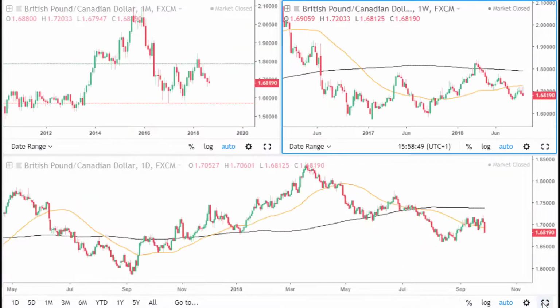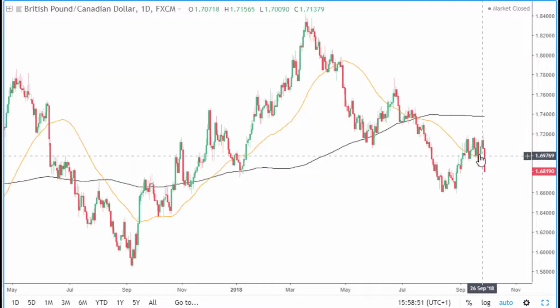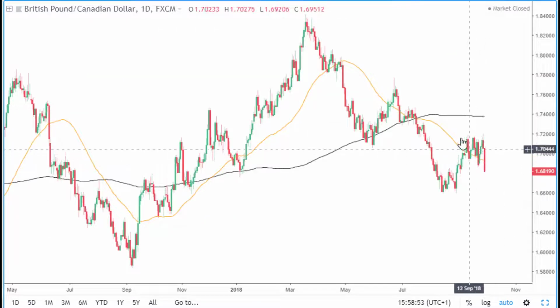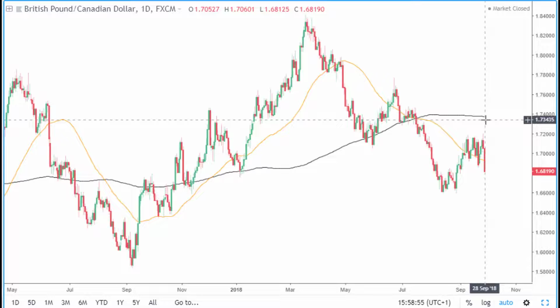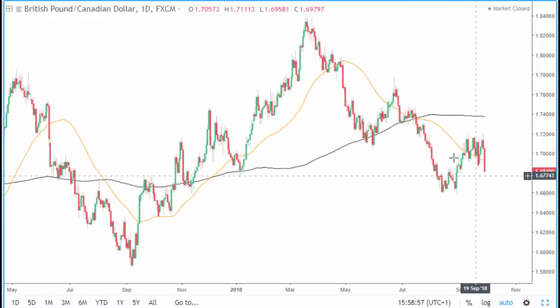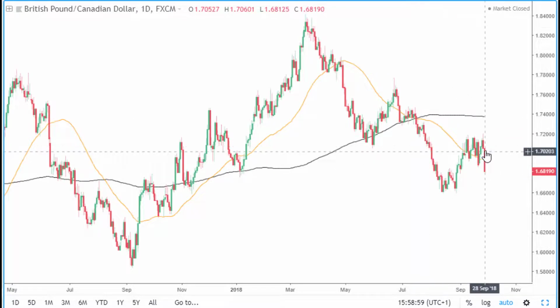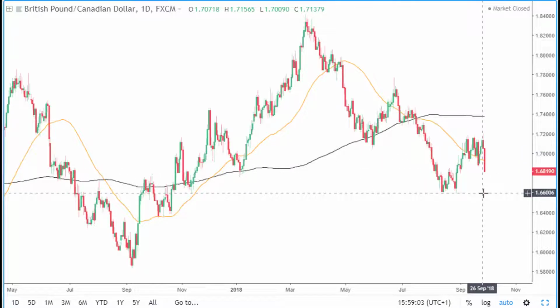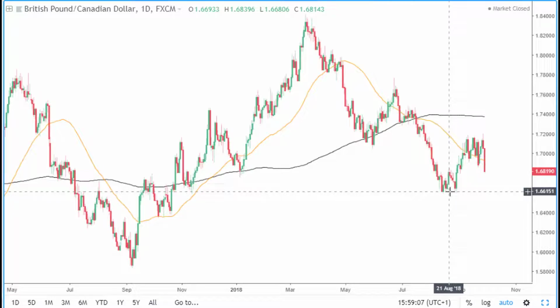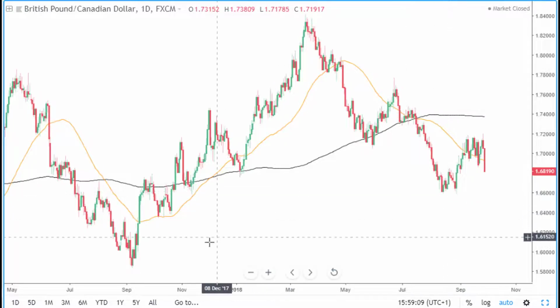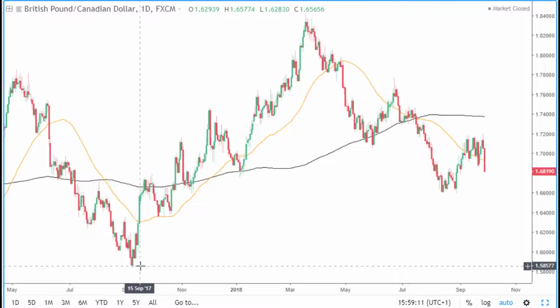Let's look at the daily time frame now. On the daily time frame, price is also below the 50 simple moving average and the 200 simple moving average. So because the weekly and daily are both showing a bearish bias, we can look for shorting opportunities, but we'll need to wait for at least this area of support to be broken before looking for any short opportunities. For longer term trades, we'll need this area of support to be broken as well.